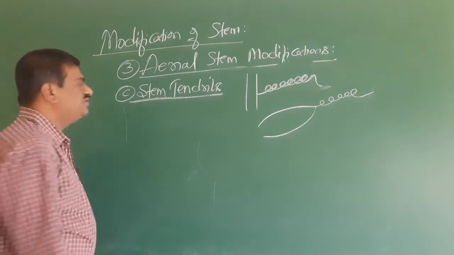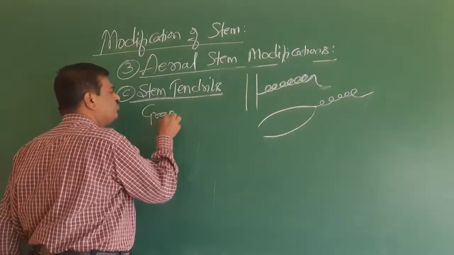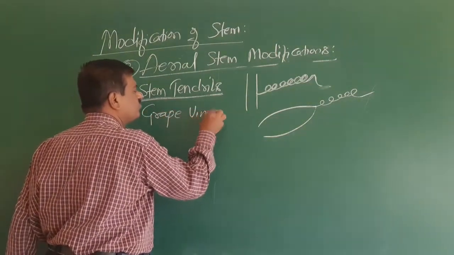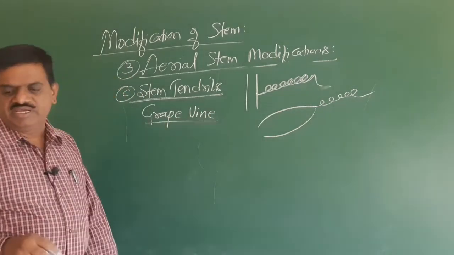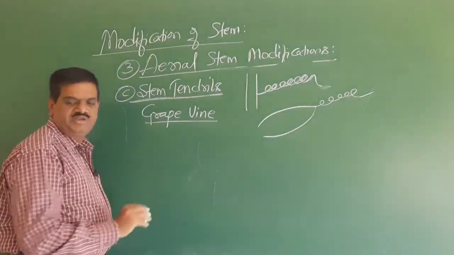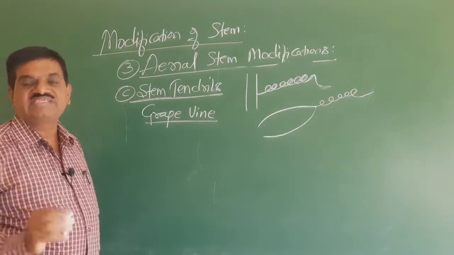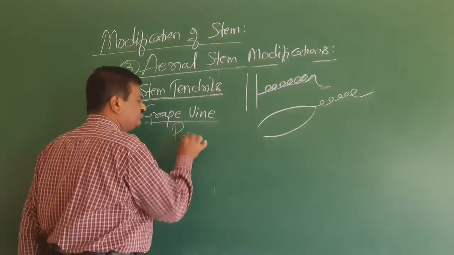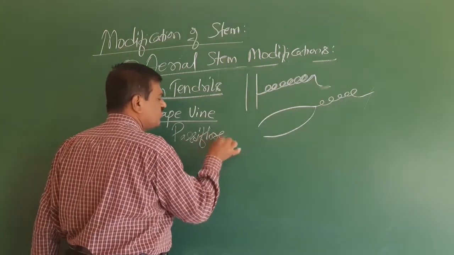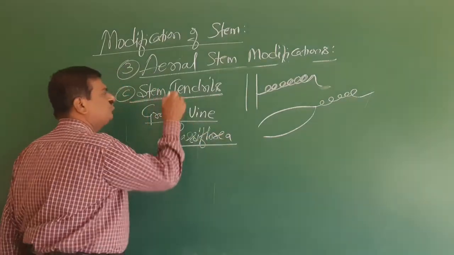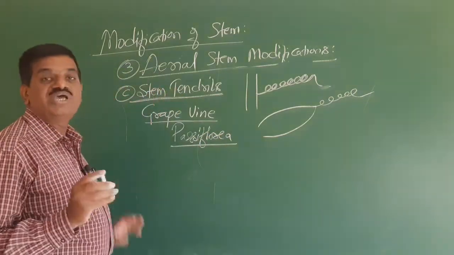So these stem tendrils can be noticed in a grapevine. And one more example is Passiflora. In Passiflora there is a presence of stem tendrils.